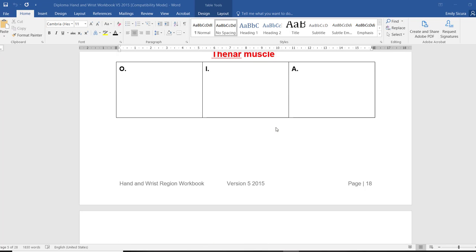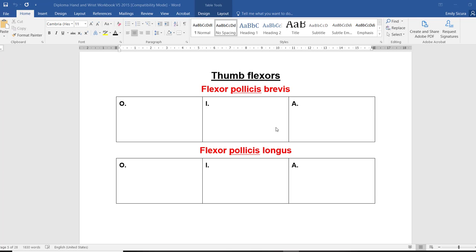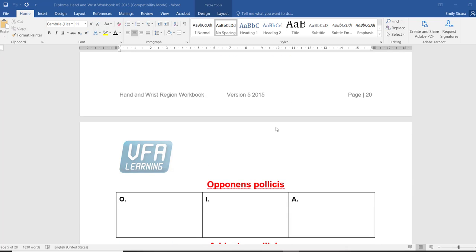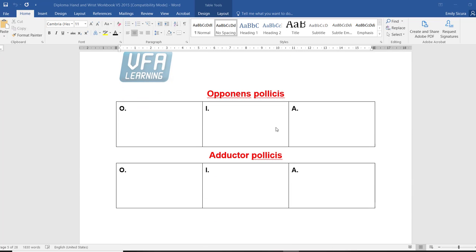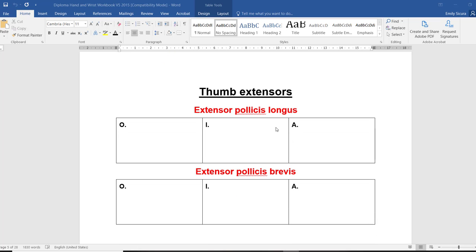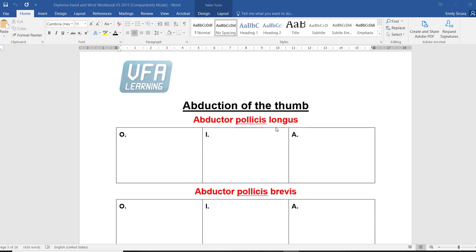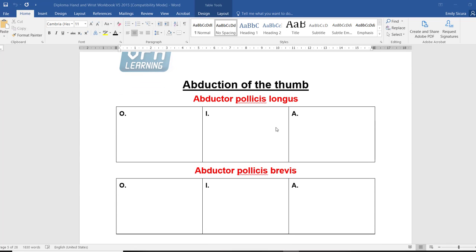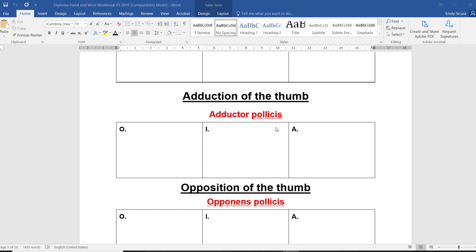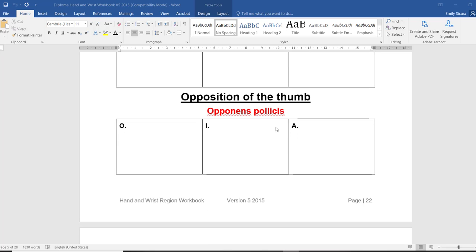thenar muscle, flexor pollicis brevis, flexor pollicis longus, opponens pollicis, and adductor pollicis, extensor pollicis longus, extensor pollicis brevis, abductor pollicis longus, abductor pollicis brevis, adductor pollicis, opponens pollicis.